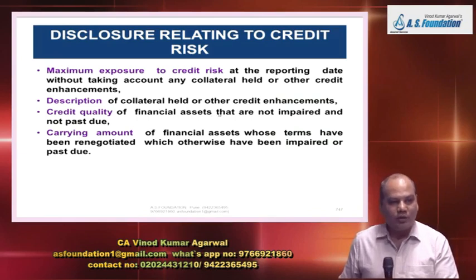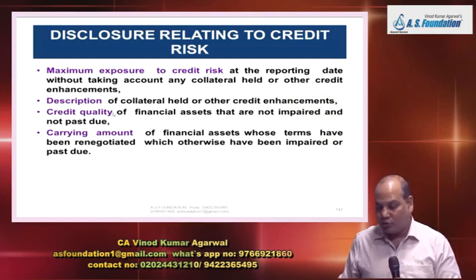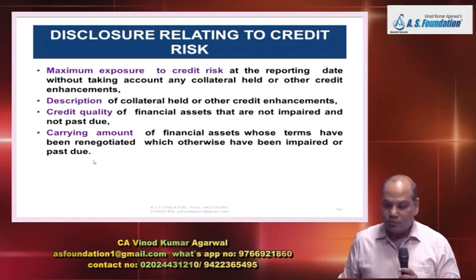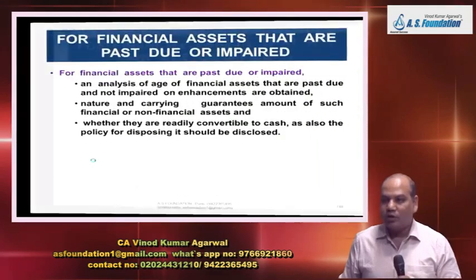Description of collateral held, so that if the customer defaults, how much money I can recover from that collateral or any other credit enhancement. Then credit quality of financial assets that are not impaired and not past due. So these are basically good quality financial assets. So management has to write a note about their credit quality. And carrying amount of financial assets whose terms have been renegotiated, which otherwise would have been impaired or past due. So these are the disclosures for credit risk.